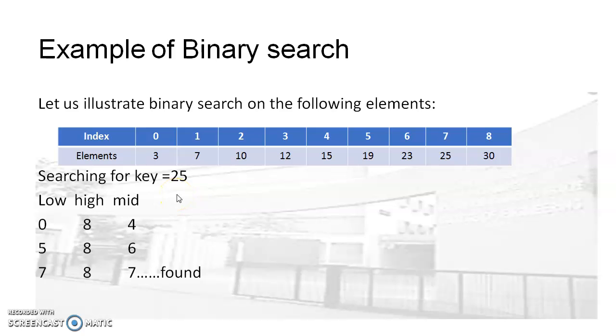There is no match, but 25 is greater than 15. So the search will now be restricted to the right list. Hence, the low will be modified to 5, high will remain 8, and the mid position will be computed as 6. The element will be compared, that is 23 is compared with 25, no match. So again the element is greater, so search in the right list. Again the low value will be modified to 7, the high value remains 8, and now the mid position comes out to be 7. The element will be compared and you get a match, so the search terminates successfully.